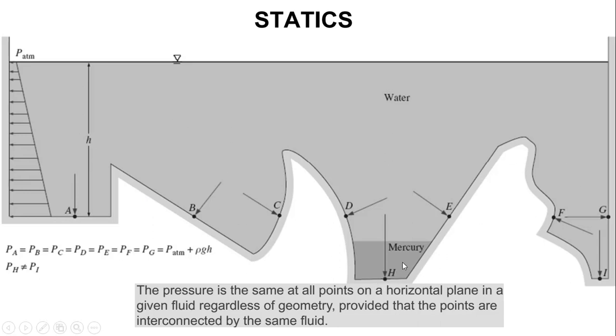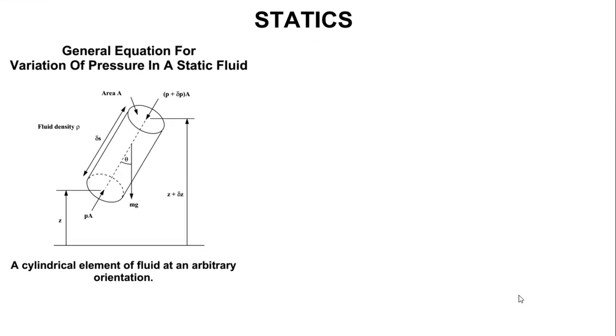But now pressure at H is not equal to pressure at L, because here we've got mercury and on the other side we've got water. So we need to put in mind that the pressure is the same at all points on a horizontal plane in a given fluid, regardless of the geometry, provided that the points are interconnected by the same fluid. So that's the catch here: the points are supposed to be interconnected by the same fluid, and on the same horizontal plane that is bounded by the fluid, which is the same.